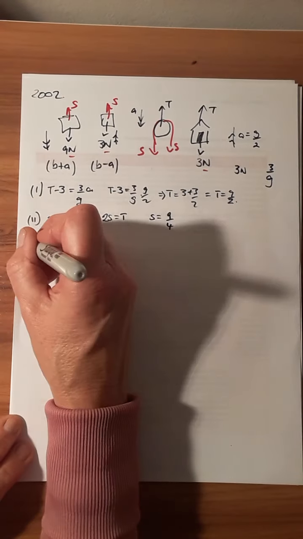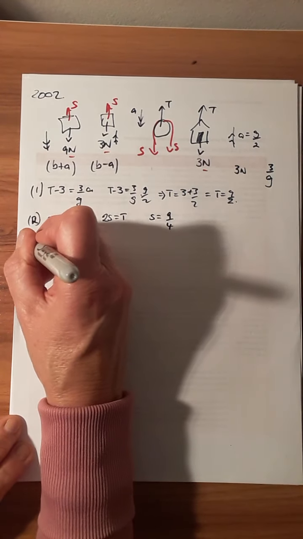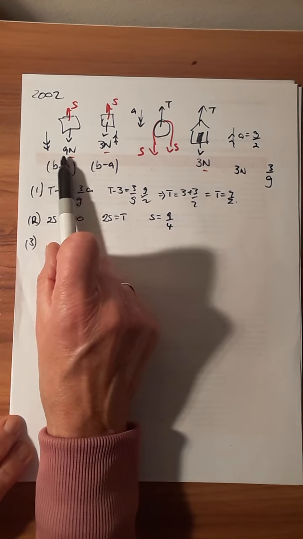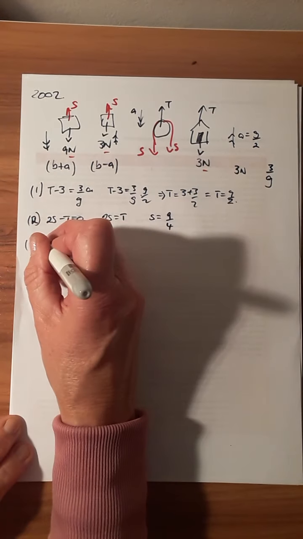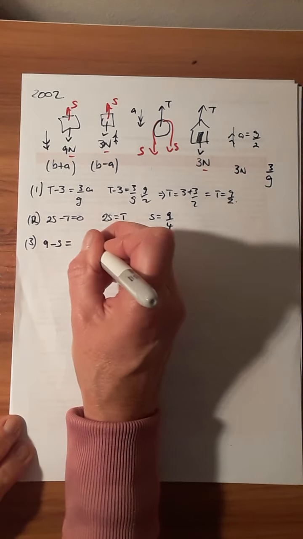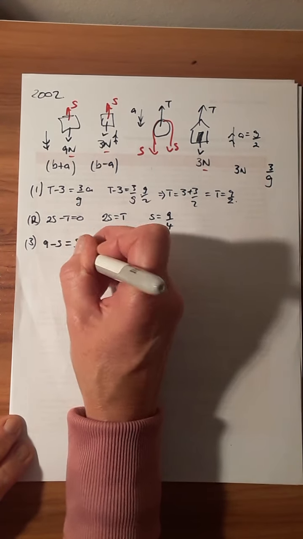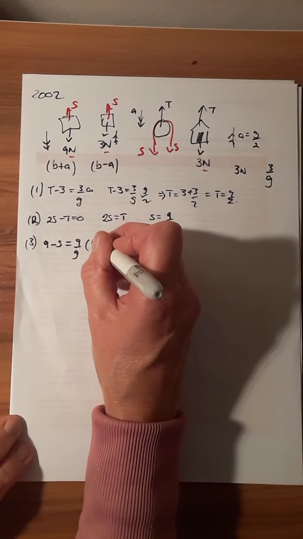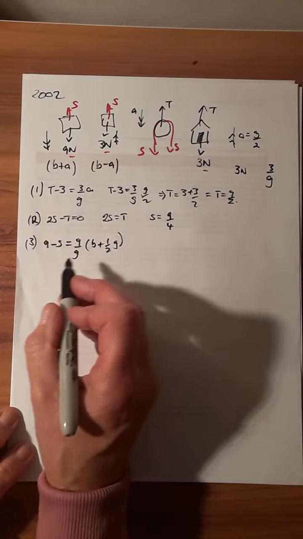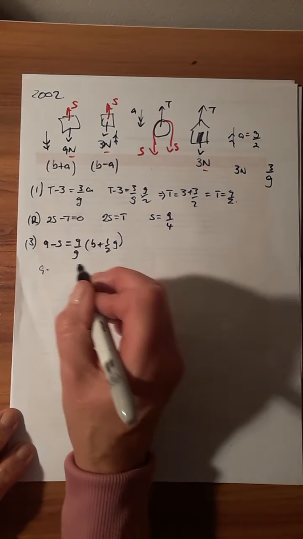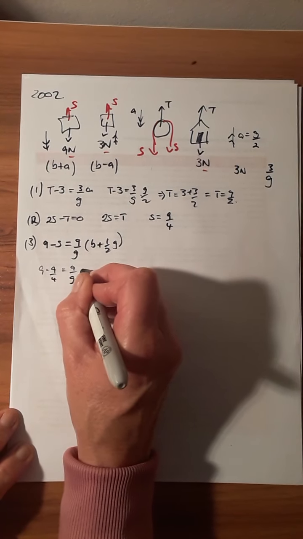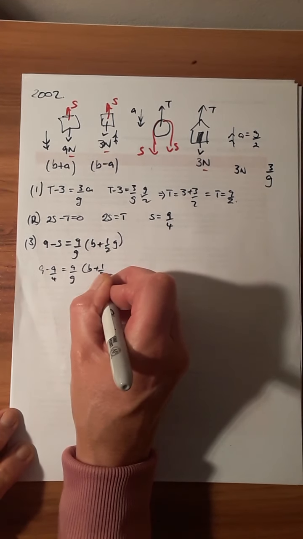Now my third equation then, so that's equation number 2, this is equation number 3. The 9 newton one is the one I'm interested in, so I'm going to look at that first. That's moving down, so it's 9 minus S, the F net, is equal to m a, which of course is 9 over g, into b plus a, and a is a half g. And when I work this out, S is 9 over 4, so 9 minus 9 over 4 equals 9 over g, into b plus a half g.